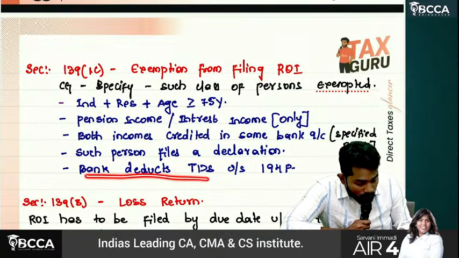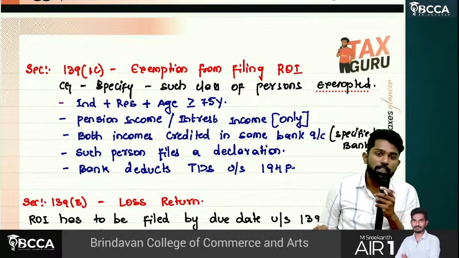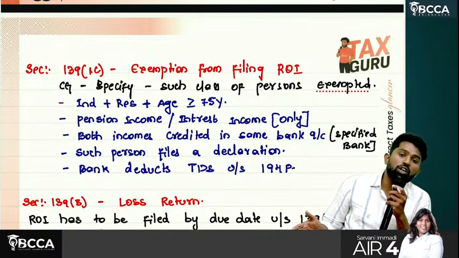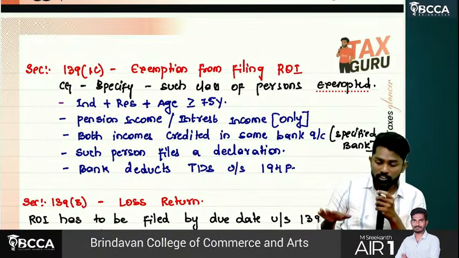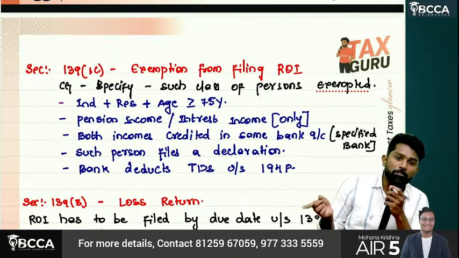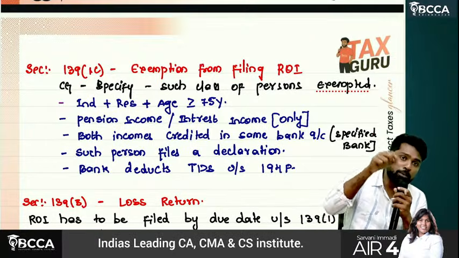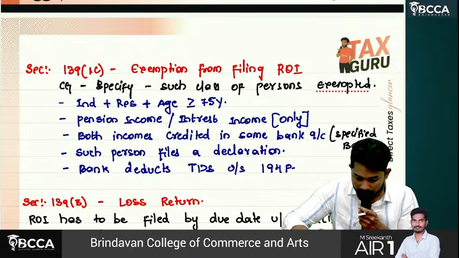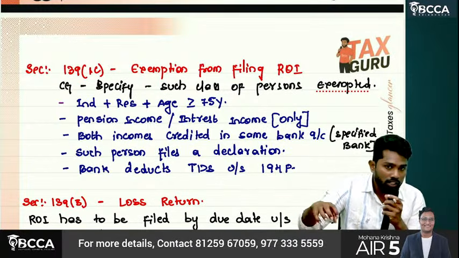Then what happens? The bank only deducts the TDS. Howsoever much he has to pay as tax, that tax will be calculated by the bank, and the bank only will deduct TDS for him under section 194P. So the government got whatever tax is needed in the form of TDS, so that person is exempted from filing a return of income. So when is he exempted? Sir, individual, resident, age greater than or equal to 75, having pension income or pension and interest income, any of them, and both should be credited into the same bank account in a specified bank, and such person files a declaration, then the bank should deduct TDS under section 194P.